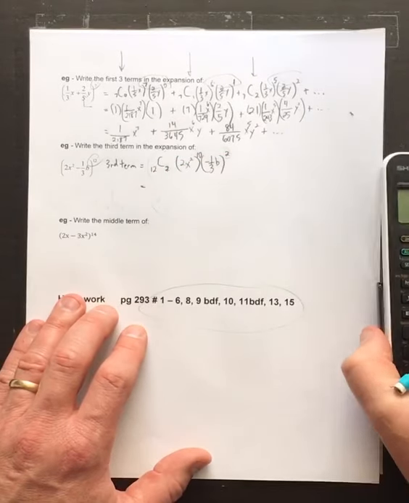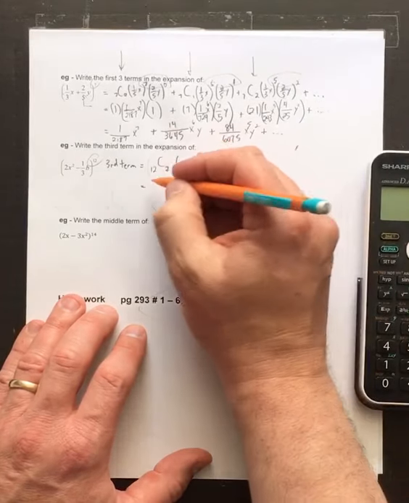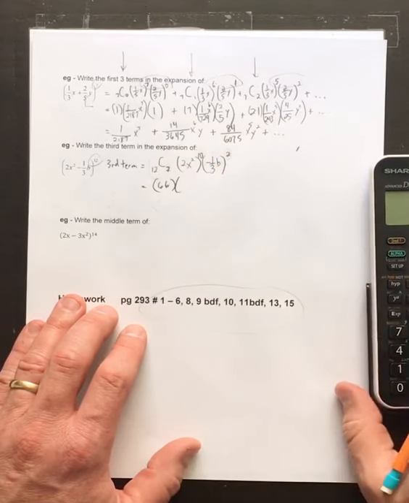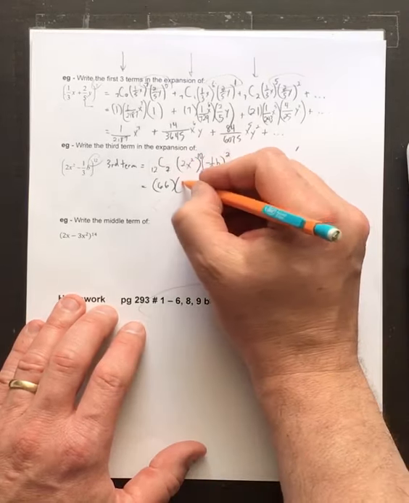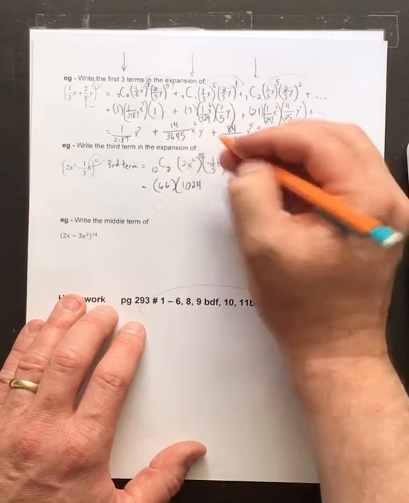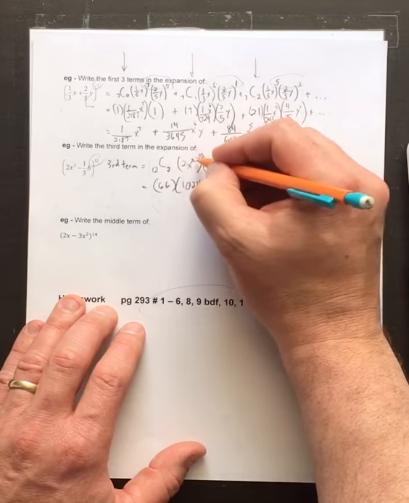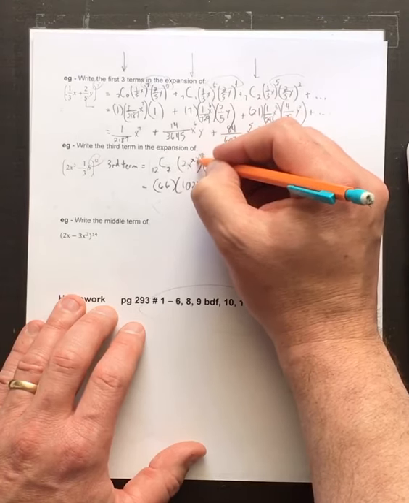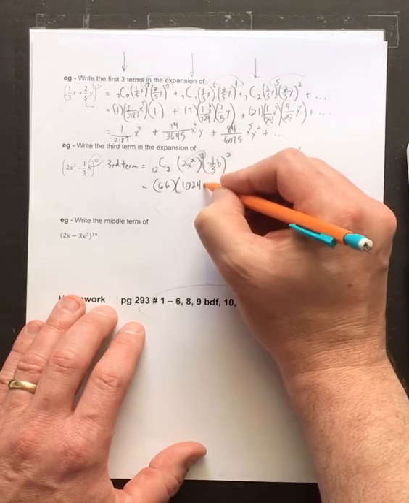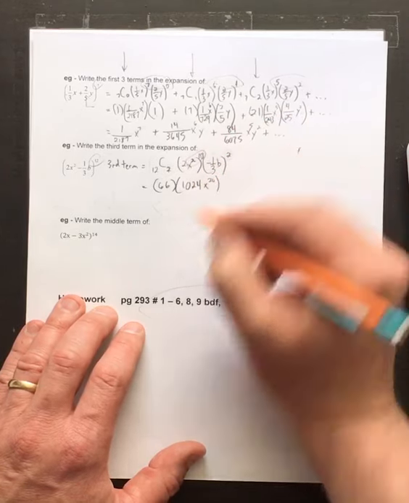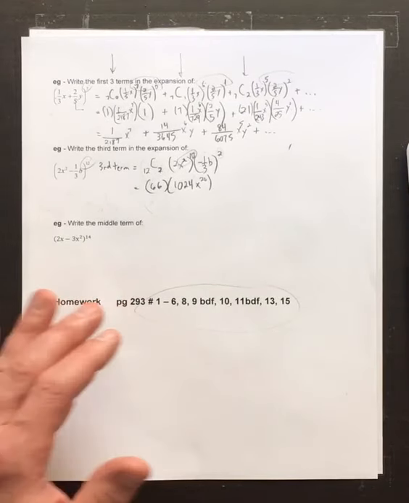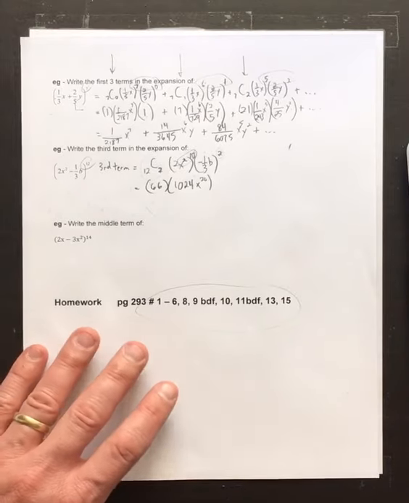12 choose 2, use your calculator. I think that's 66, it is. 66. 2 to the power of 10. I believe that's 1,024. And then x squared to the power of 10. Now hopefully you remember that when you have an exponent raised to a power, you multiply those two. So that becomes x to the 20. Because it's x squared times x squared times x squared, 10 times, so you add all those twos together and you get 20.